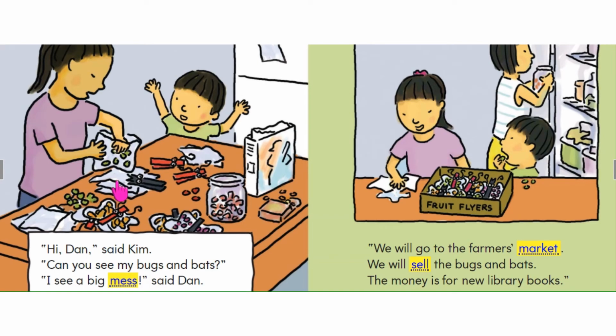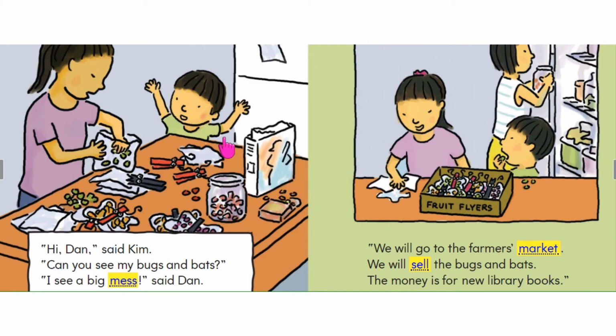Okay, our first page, boys and girls. Hi, Dan, said Kim. Can you see my bugs and bats? I see a big mess, said Dan. We will go to the farmer's market. We will sell the bugs and bats. The money is for new library books.